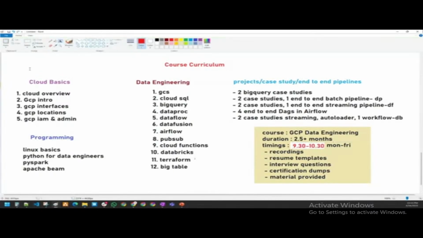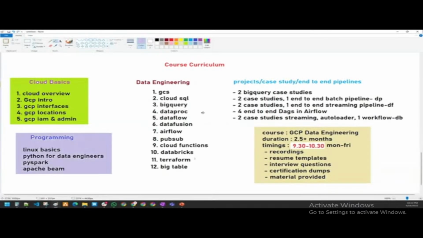Just look here, guys: cloud basics, the very first topic that we are covering. Then programming concepts: Linux, Python, PySpark, and Apache Beam. Then data engineering services. We're covering all the data engineering services, guys: GCS, Cloud SQL, BigQuery, Dataproc, Dataflow, Data Fusion, Airflow, PubSub, Cloud Functions, Databricks, Terraform, Bigtable, everything. And projects, some people may be asking, sir, what are the projects that we are covering?